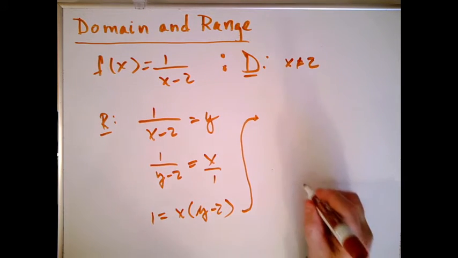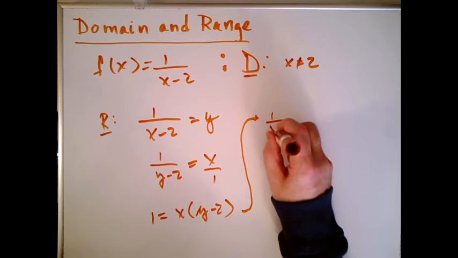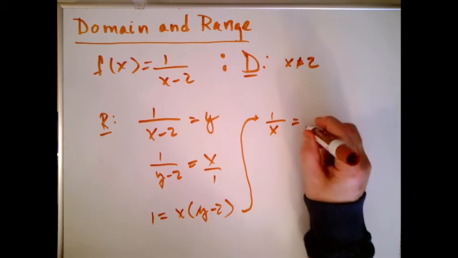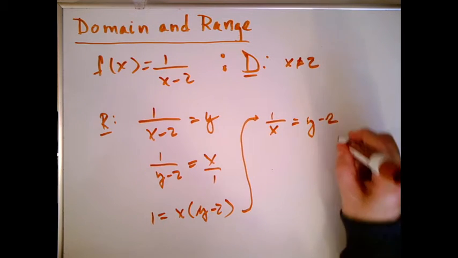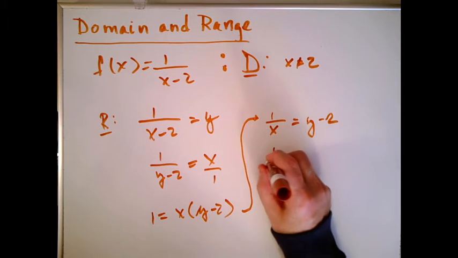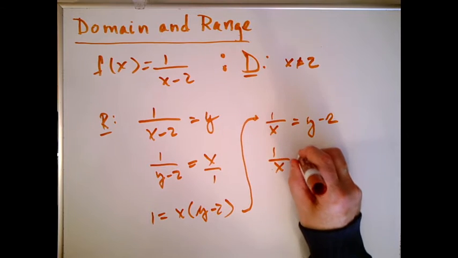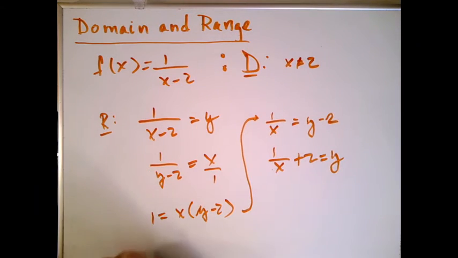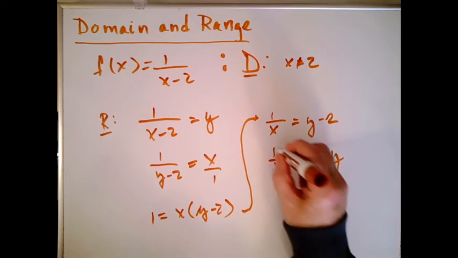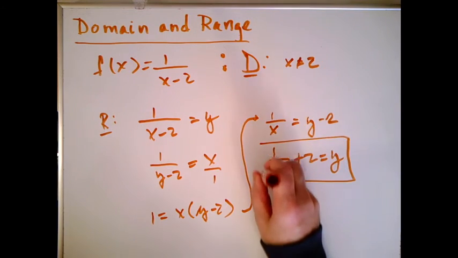So I'm going to divide both sides by x. I'm going to get 1 over x equals y minus 2. And then I'm going to add 2 to both sides, like that. Now, what am I supposed to do? In order to find the range, you switch the x's and y's, you solve for y, and then you find the domain of this new function.